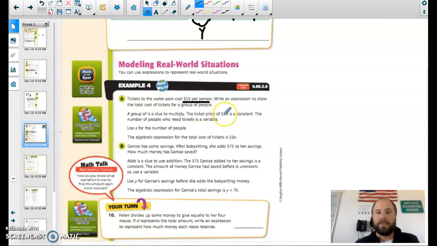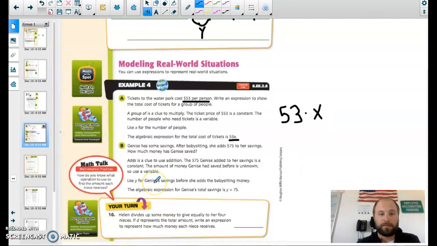The ticket price is 53. That's our constant. It means that the charge isn't going to change. The number of people who needs is a variable, meaning they didn't tell us how many people are coming. The algebraic expression for the total cost is 53x. Or you could write it, if that bothers you, you could just write it as 53 dot x. 53 times x. Okay?